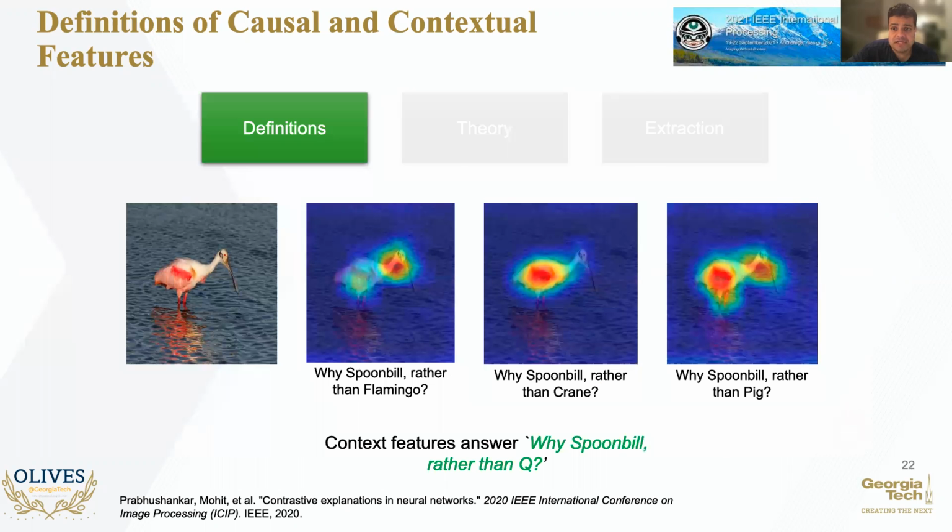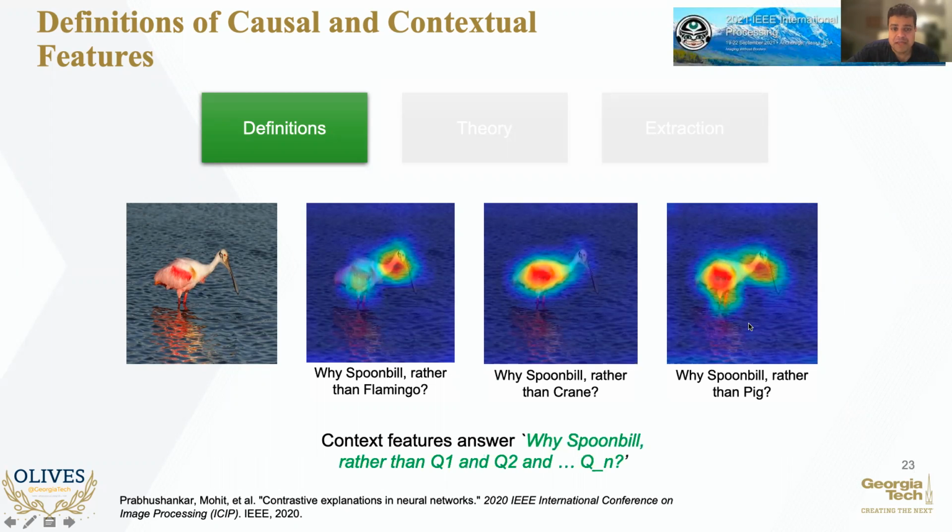These contrastive explanations exist for other classes as well. We show two more here, a crane and a pig. A crane is different from a spoonbill based on the color of its feathers. A pig, on the other hand, is different in its body, legs, neck, beak, and every other part. The contrast features are showing that. Similarly, we can obtain why spoonbill rather than all learned classes and any combination of these classes.